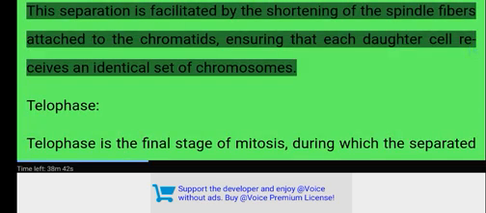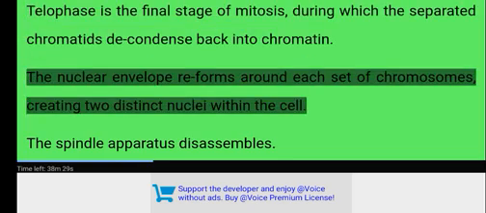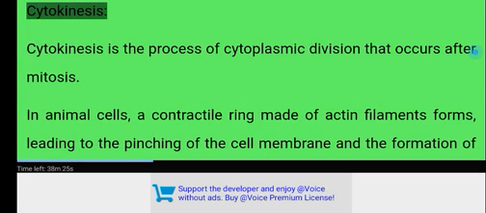This separation is facilitated by the shortening of the spindle fibers attached to the chromatids, ensuring that each daughter cell receives an identical set of chromosomes. Telophase. Telophase is the final stage of mitosis, during which the separated chromatids condense back into chromatin. The nuclear envelope reforms around each set of chromosomes, creating two distinct nuclei within the cell. The spindle apparatus disassembles.